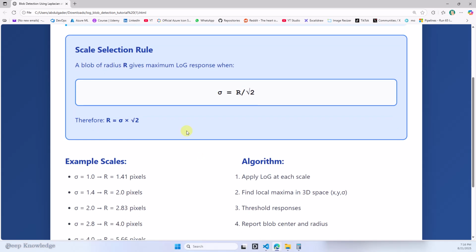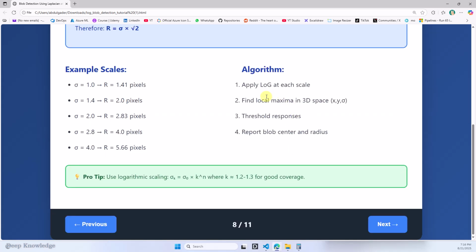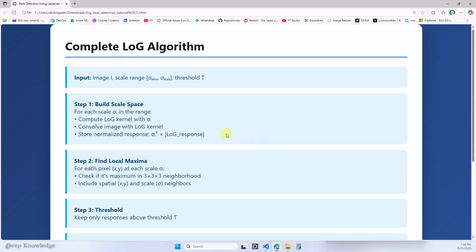If we detect a blob, we can calculate the radius, which will be 1.4 pixels. It means in all directions we can see this is a blob, and if we increase this, it will of course increase the blob radius, and so on. So this is how we detect the blobs, and the complete algorithm.